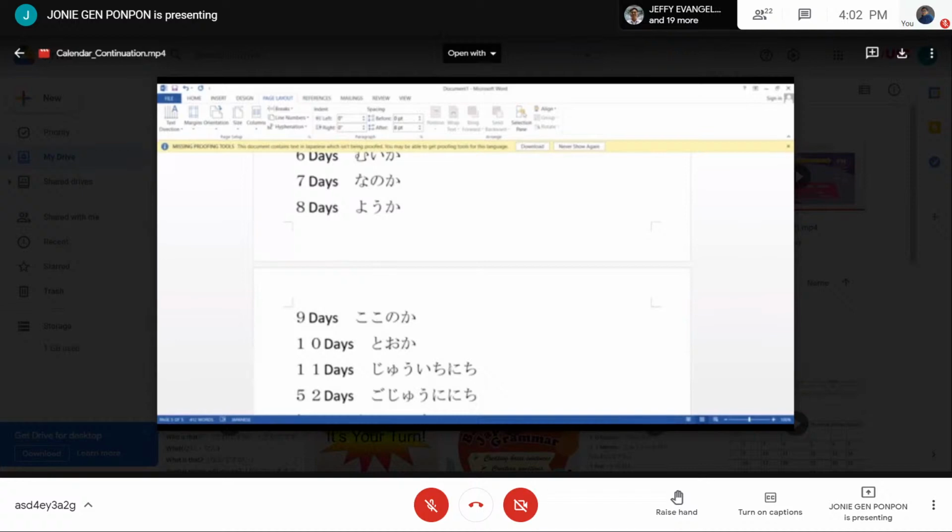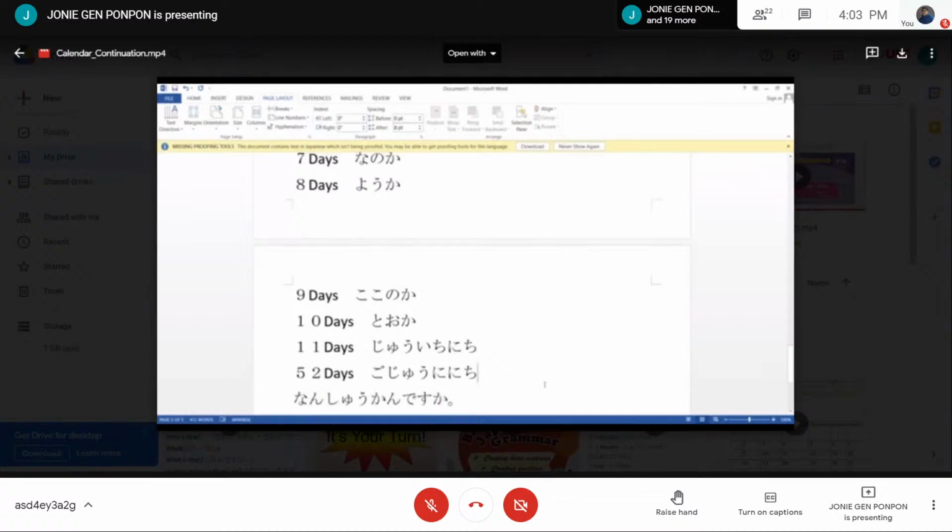24日, 34日. The 44 days is 44日, 34 days is 34日. So, no exemptions. Only the date or days of the month are exempted. The 14th and 24th will be Juyokka and Nijuyokka. So that is what we need to remember.